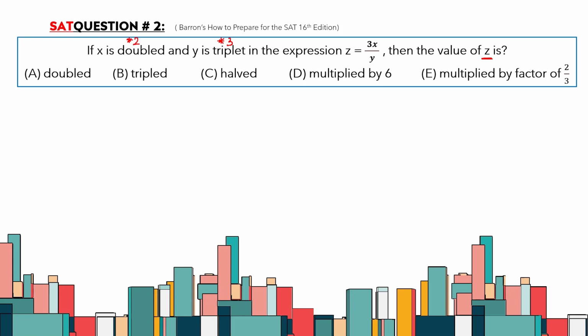So I will represent the new z value in red. So new z will be equal to 3 times x. Now x is doubled, so 2x, and then over y. Y is tripled, so 3y.